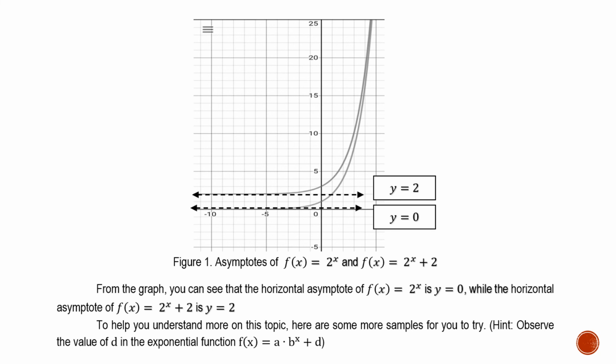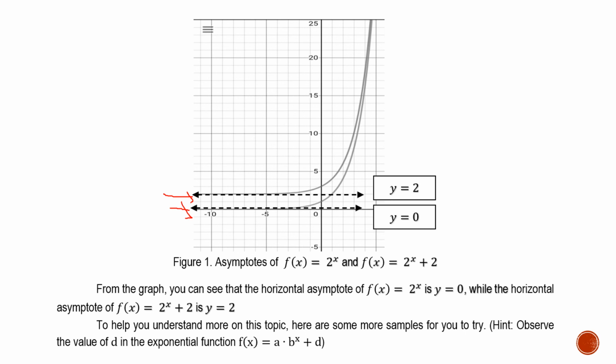Now let's deal with the graph. As you can see, it shifted 2 units from your original graph, which is f of x is equal to 2 raised to x, when it becomes f of x is equal to 2 raised to x plus 2. Your original graph shifted 2 units up. So as you can see here, this will be your original graph, and this is f of x equals 2 raised to x plus 2, so the graph shifted 2 units up.